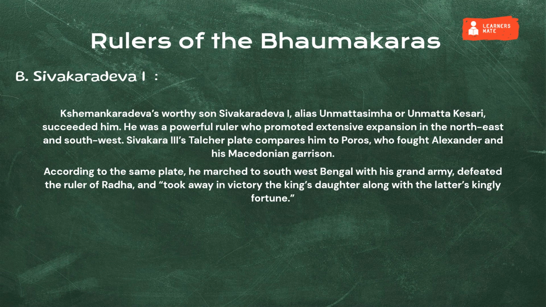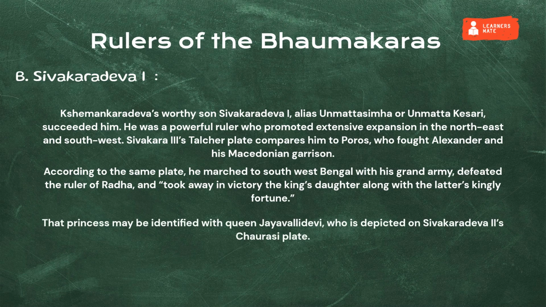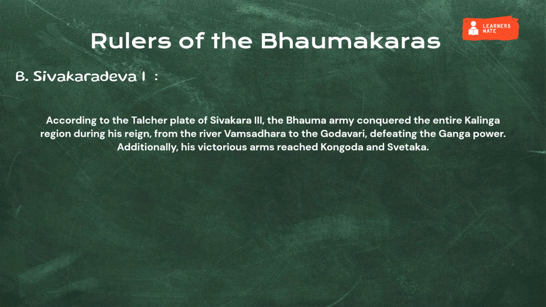took away in victory the king's daughter along with the latter's kingly fortune. That princess may be identified with Queen Jayavali Devi, who is depicted on Shivkaradeva II's Chaurasi plate. According to the plate of Shivkara III, the Bhauma army conquered the entire Kalinga region during his reign, from the river Vamsadhara to the Godavari, defeating the Ganga power. Additionally, his victorious arms reached Kongoda and Svetaka.